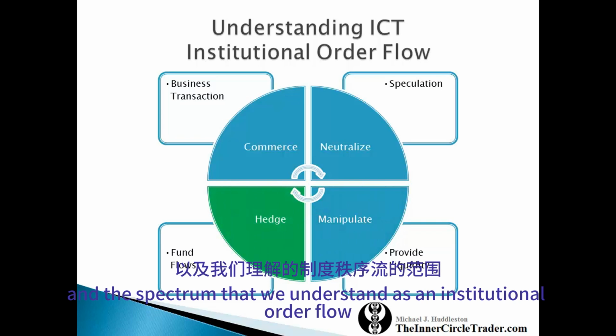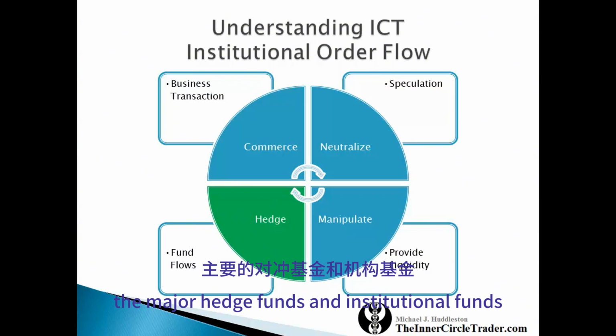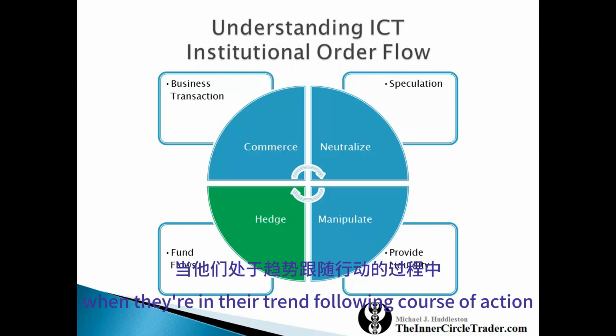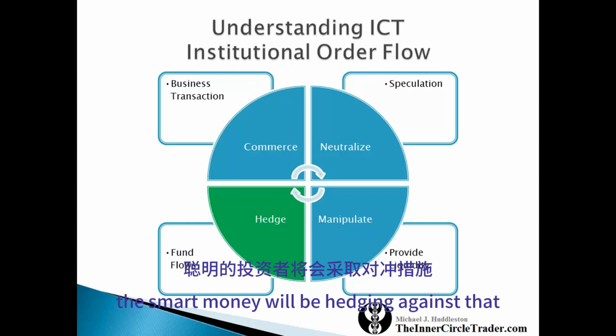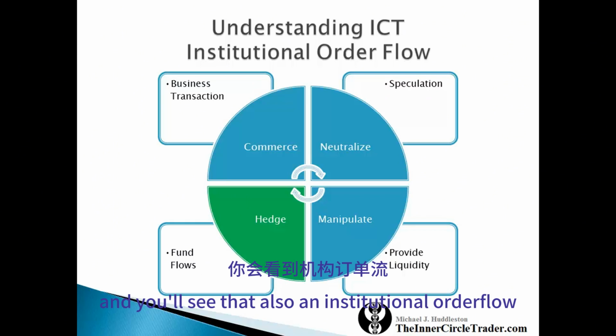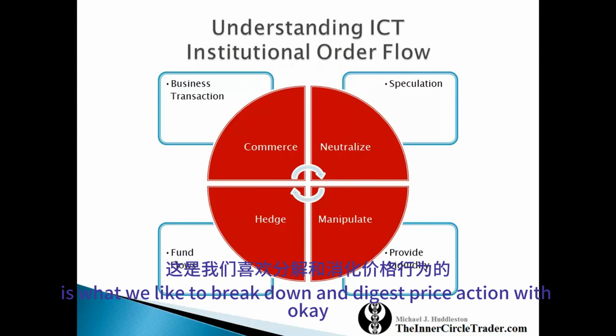And the last in the spectrum that we understand as institutional order flow is the fund flows. In other words, the major hedge funds and institutional funds, when they're in their trend following course of action in their trading model and plan, the smart money will be hedging against that. And you'll see that also in institutional order flow. So all these components collectively are what we like to break down and digest price action with.